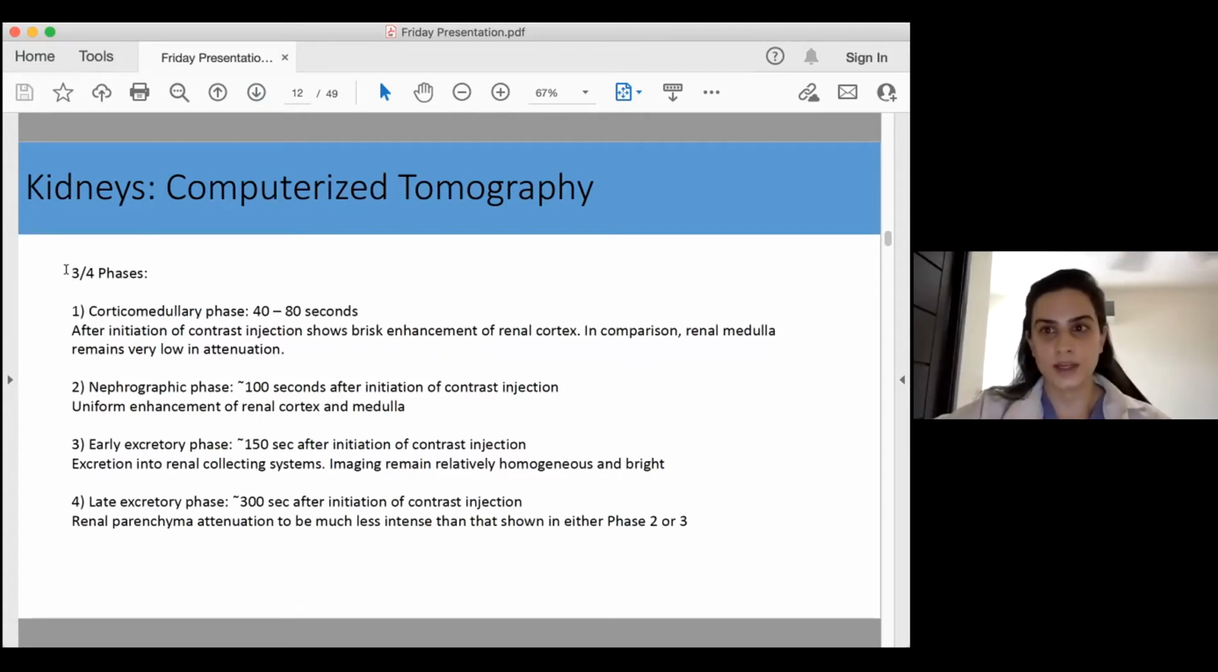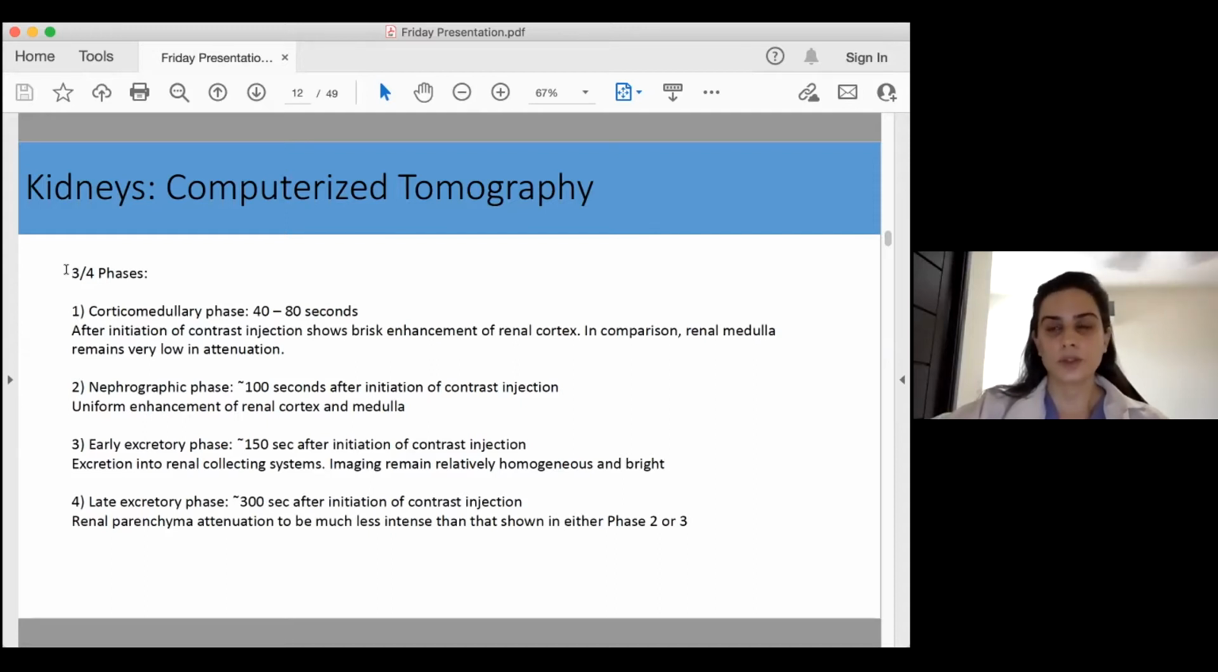Upon injecting an intravenous contrast material, it takes about 40 to 80 seconds after the injection to visualize this. It shows usually a bright enhancement of the renal cortex, which in comparison to the renal medulla, remains very low in attenuation. That is to say, something appears more white versus something appearing more gray or blackish. Then we have the nephrogenic phase, which occurs about 100 seconds after initiating the contrast injection. There is usually a uniform enhancement of the renal cortex and medulla.